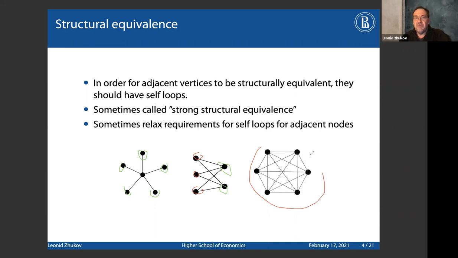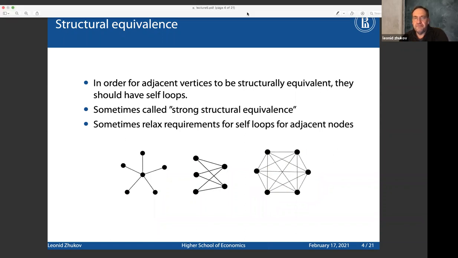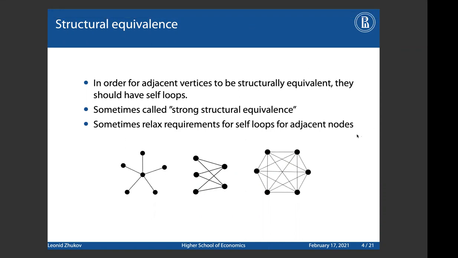Or in this picture, which nodes are structurally equivalent on the last one? Like all of them, right? Because this is a complete graph. So every node is connected to every other node, right? And so this guy is connected to the same nodes as the other guy, and they're directly connected, right? So they are structurally equivalent. And so when you have a complete graph, all the nodes are structurally equivalent. Does this make sense? Yes, yes. All right.